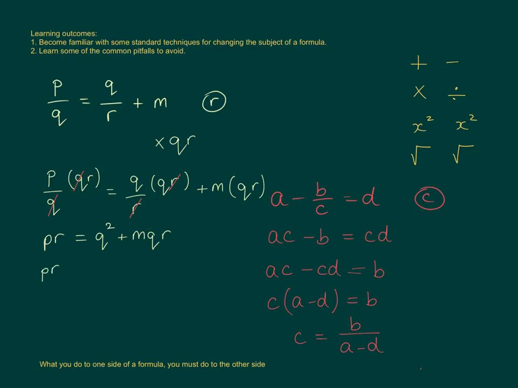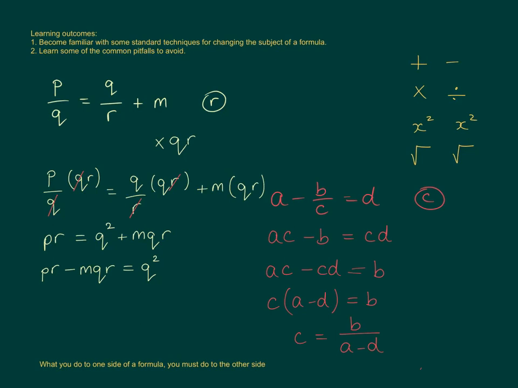So pr is already on the left. We're subtracting mqr from both sides. We're left with q squared on the right hand side, and because we've subtracted mqr from the right hand side, there is nothing else left on the right hand side.